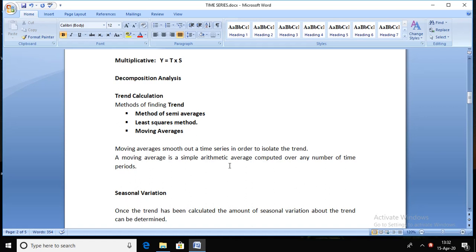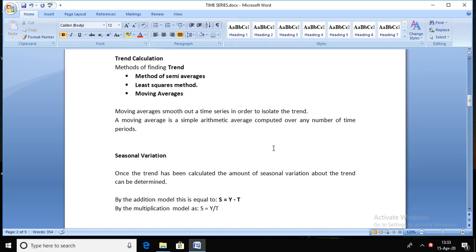Number one is the semi-average method. Under this method, you divide the data into two groups, semi means two, find the average for each group, and then plot those averages on the XY plane in order to determine the line of best fit. Number two, you can use the least square regression analysis method. This is where you come up with an equation, y equals a plus bx, and that becomes the trend equation. Number three, you can use the moving average method. In this particular video, I want to demonstrate the moving average method of calculating the trend values.